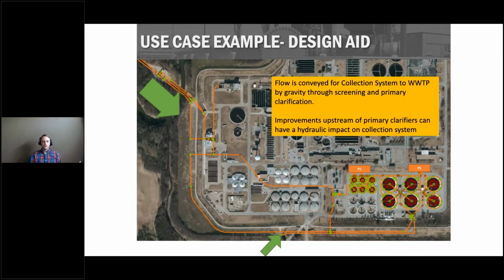Another use case here is just as a design aid. This is a treatment plant in North Texas. Flow enters the plant from 2 directions. Gravity is through screens and primary clarifiers before being pumped into the plant. So any improvements that are made in that screening or primary clarification process of the plant have direct impacts on the collection system.